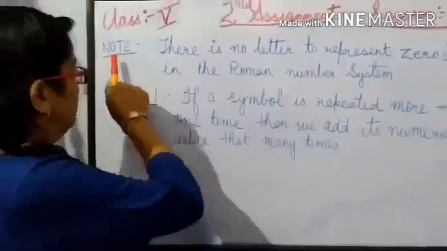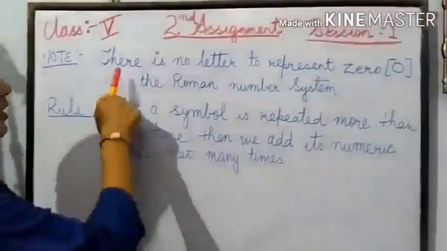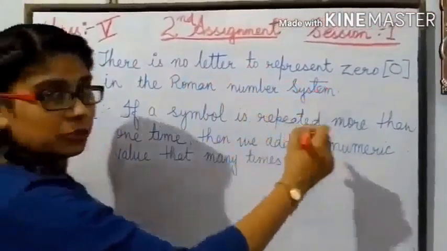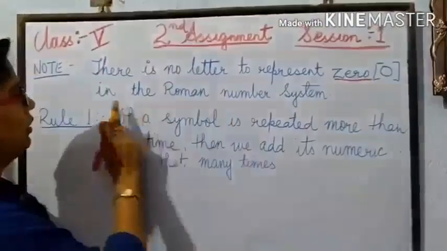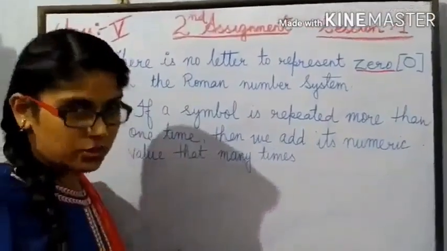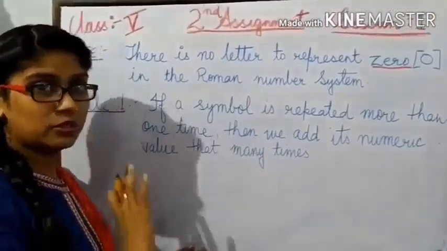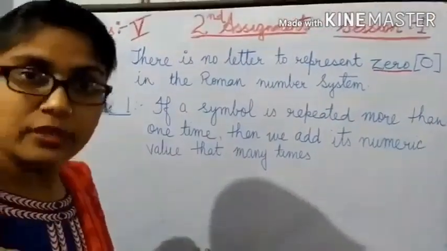See children, note for you. There is no letter to represent 0 in the Roman number system.